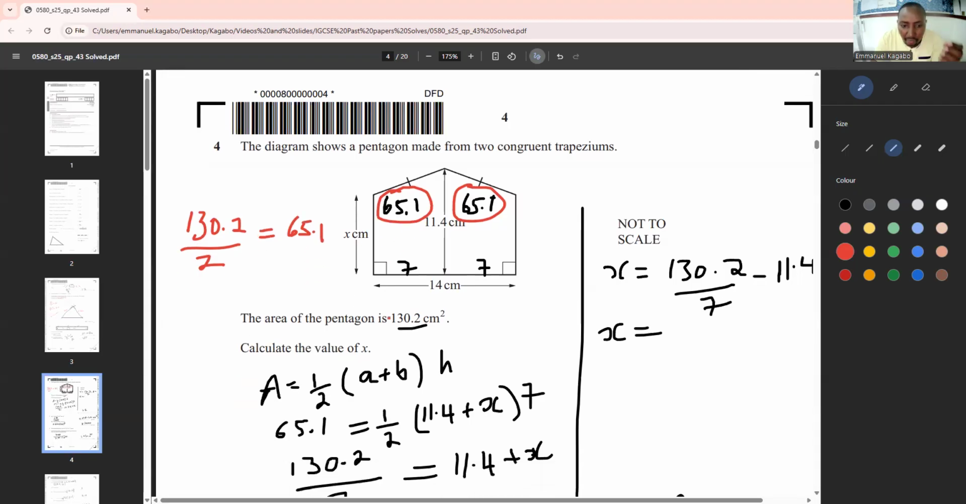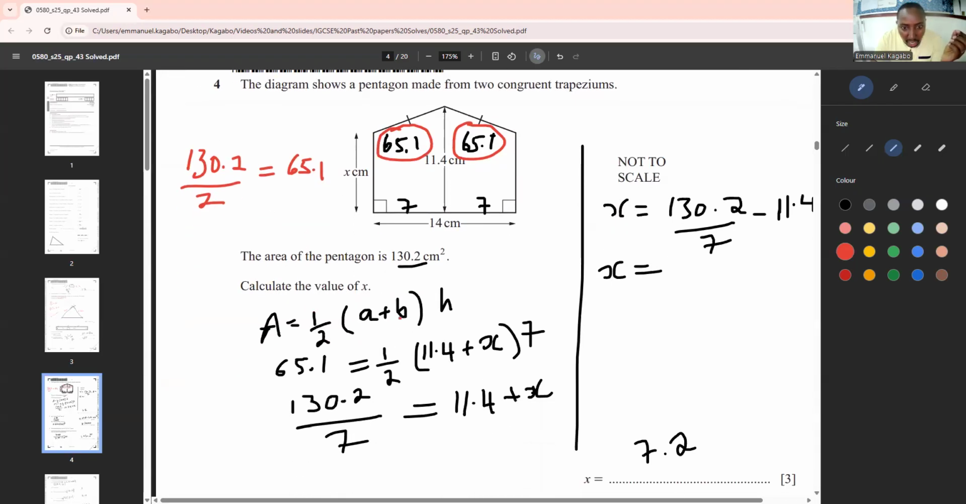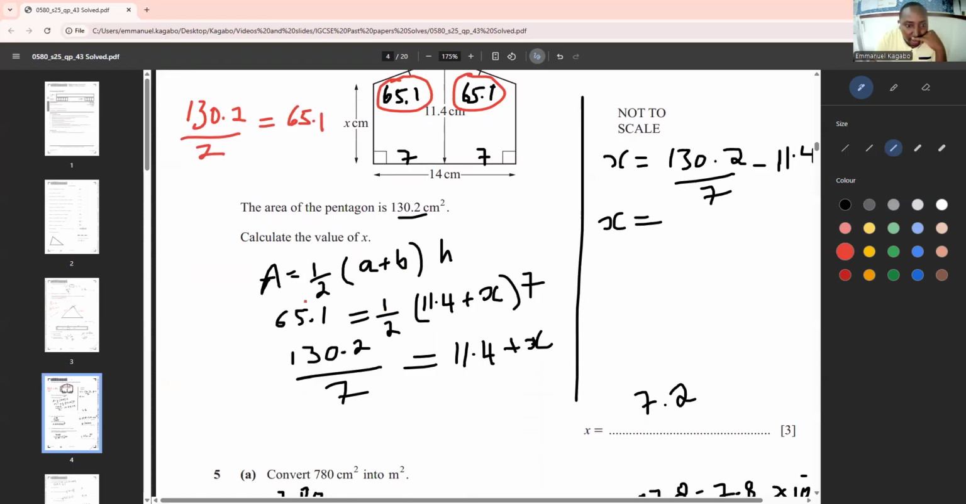Now, how do we get the area of a trapezium? It's a half (a plus b) times height. A and b are parallel sides. You see, basically this is one of the sides, which is a and b, the parallel sides. Then h is the distance, the height between the two parallel sides of the trapezium. So what's the area of one? It was 65.1 equals a half, this side plus that, times 7. Fast forward, I'll multiply by 2. You get that? 65.1 times 2. Then I'll divide by 7.